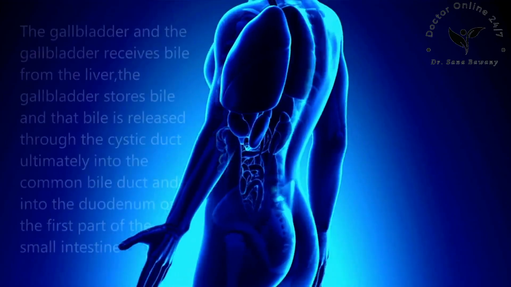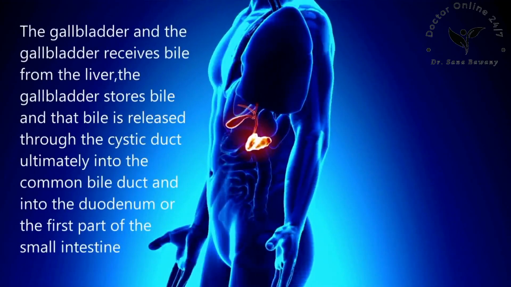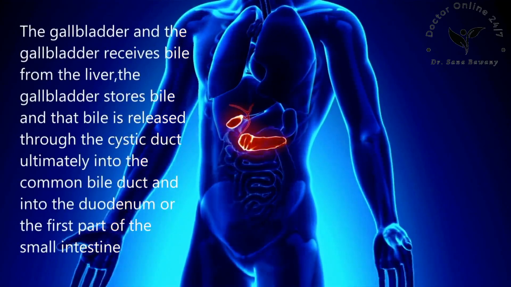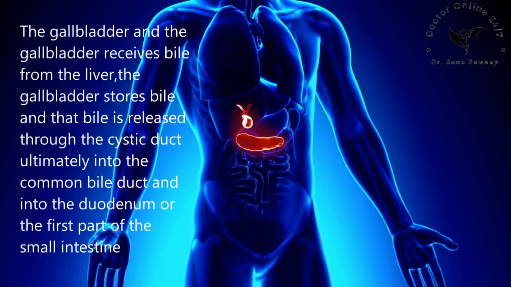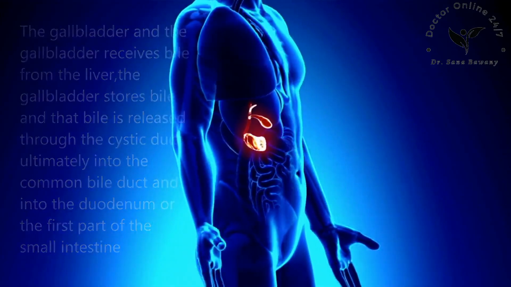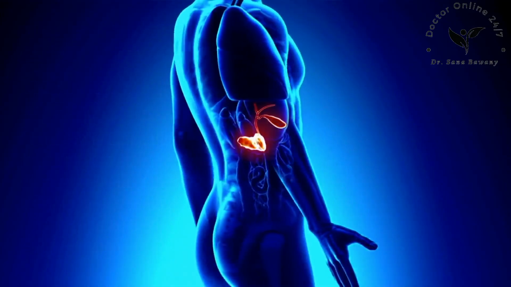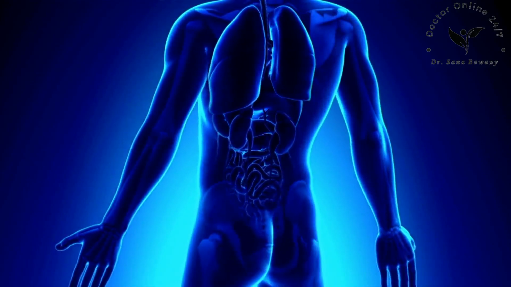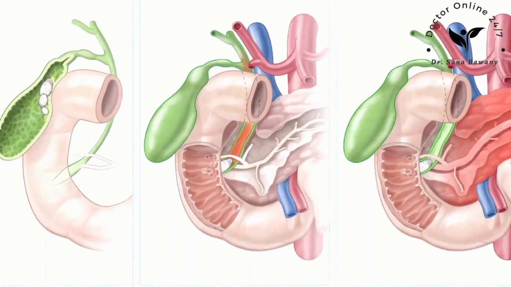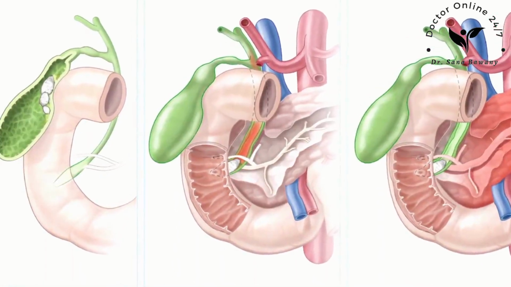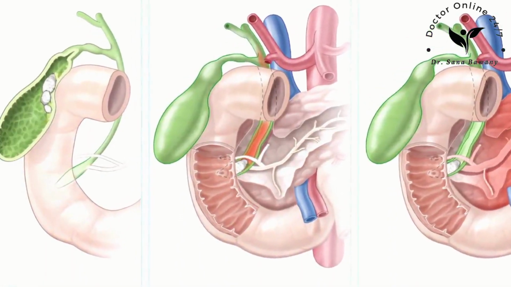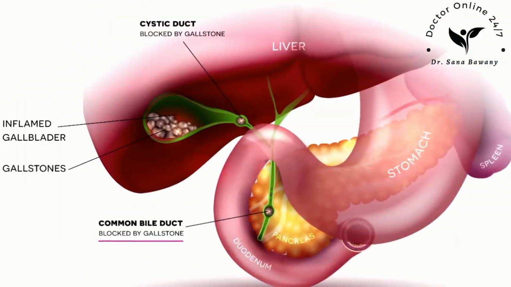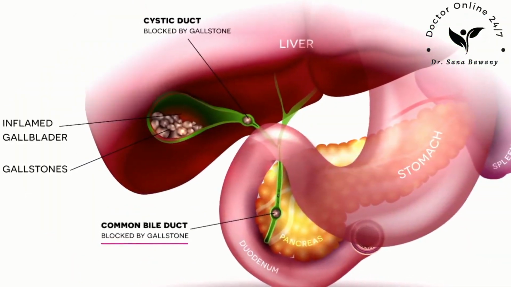So here is the gallbladder, and the gallbladder receives bile from the liver. The gallbladder stores bile, and that bile is released through the cystic duct, ultimately into the common bile duct and into the duodenum, or the first part of the small intestine. So, in the condition of cholelithiasis, as we mentioned before, stones are in the gallbladder. Now we start to get into trouble when these stones start to move.